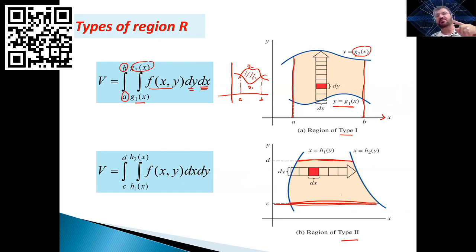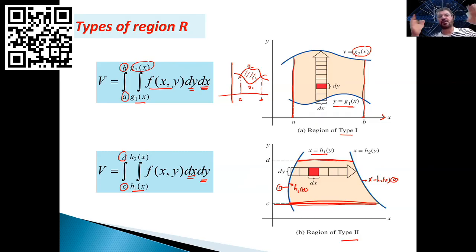From the top and the bottom, it's from C to D, and if it's a region of type 2, we put dy outside, and we say from C to D on the outside. Now inside, we put dx, and look at this. The inner one, this one is h1 of y, because now we have to make x as a function of y. And this one, x equals h2 of y. So from the extreme left, you start with this one first in the integral, and then this is second.